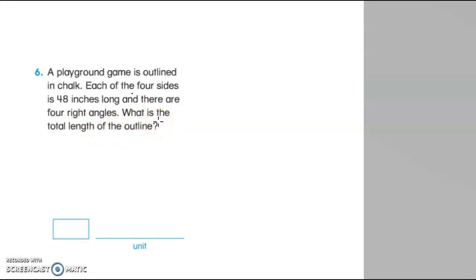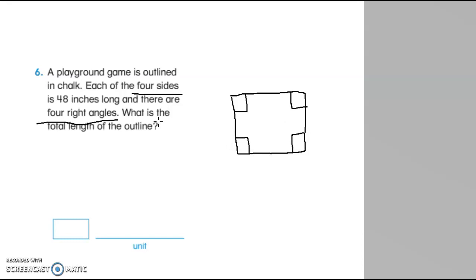Hey, I see some words again. 4 sides, 4 right angles. I'm thinking back, 4 right angles means it has to be a square or a rectangle. Now, if each side is 48 inches long, is it going to be a square or a rectangle? It's going to be a square. You only have one number, so every side must be that number. 48, 48, 48.